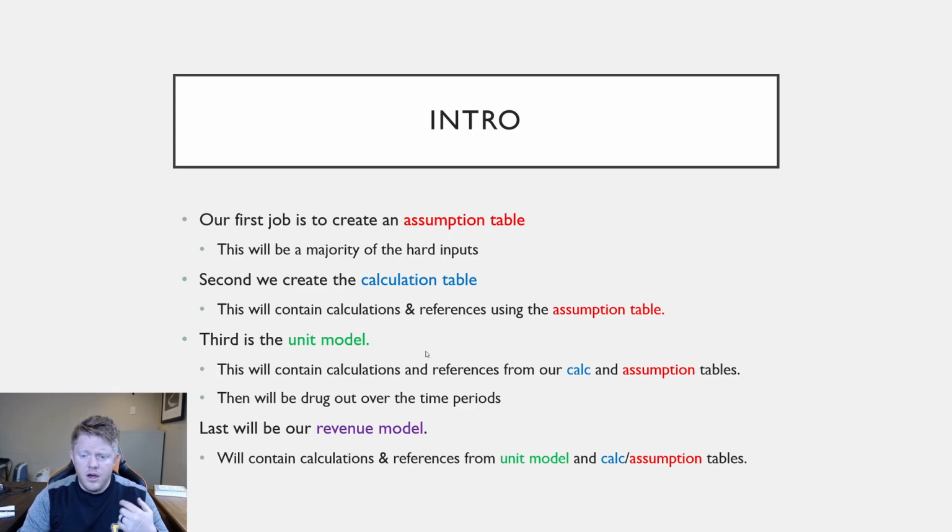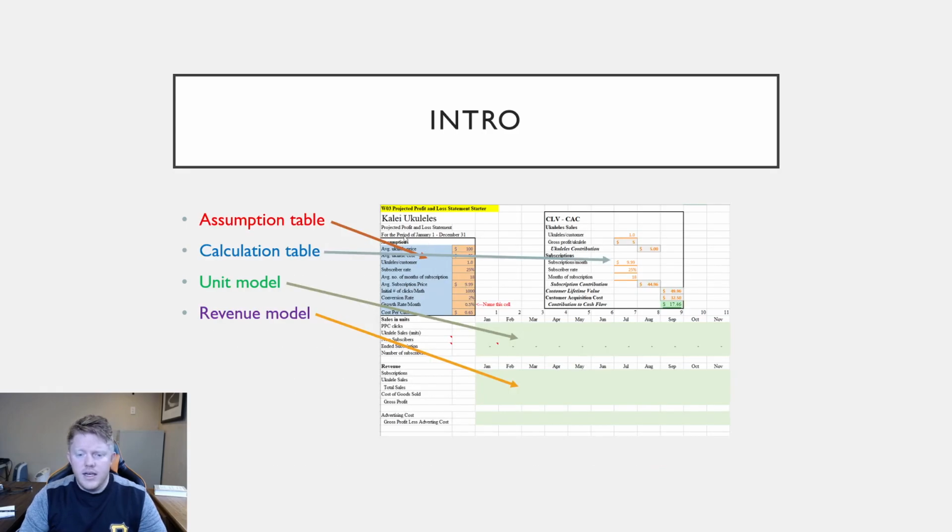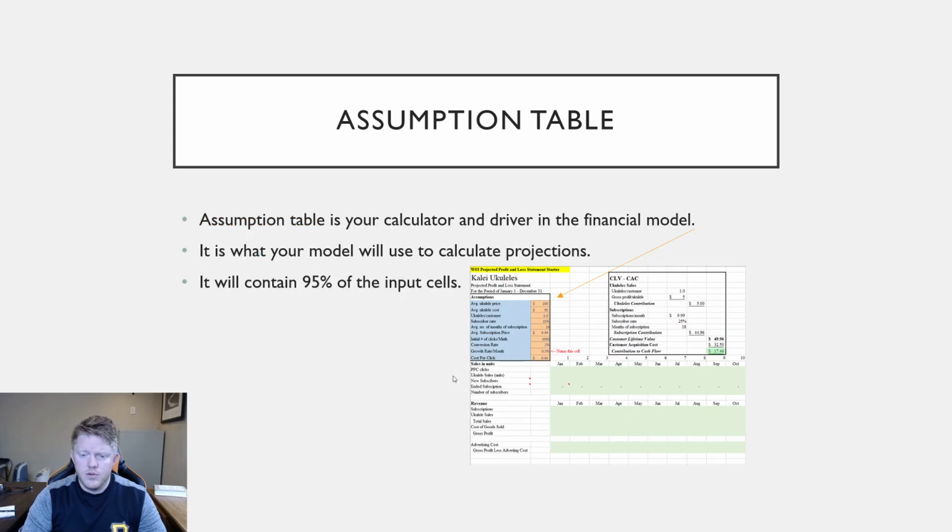The third is the unit model. That will contain calculations and references from our calculation and assumption tables. Then we're going to drag these out over the model so that they will do our work for us. They'll calculate for us. And then the revenue model is going to, again, pull from the unit model and from both tables. So again, I'm just going to show you as a visual where all this is. The assumption table, the calculation table, unit model, revenue model.